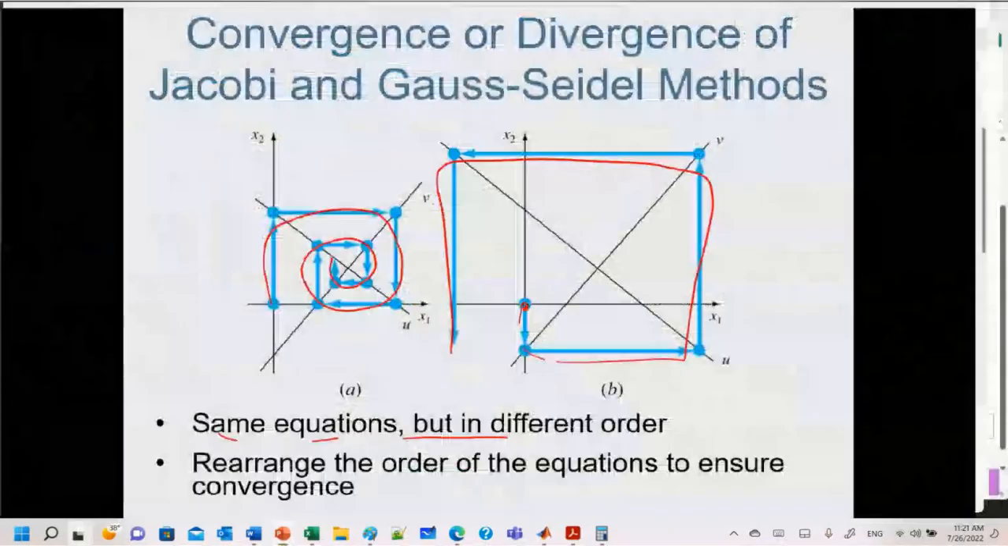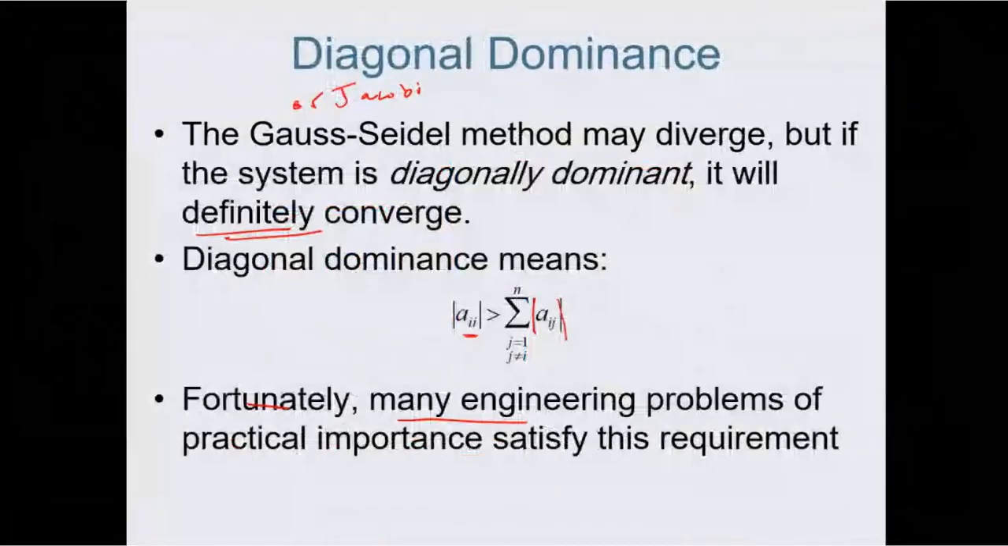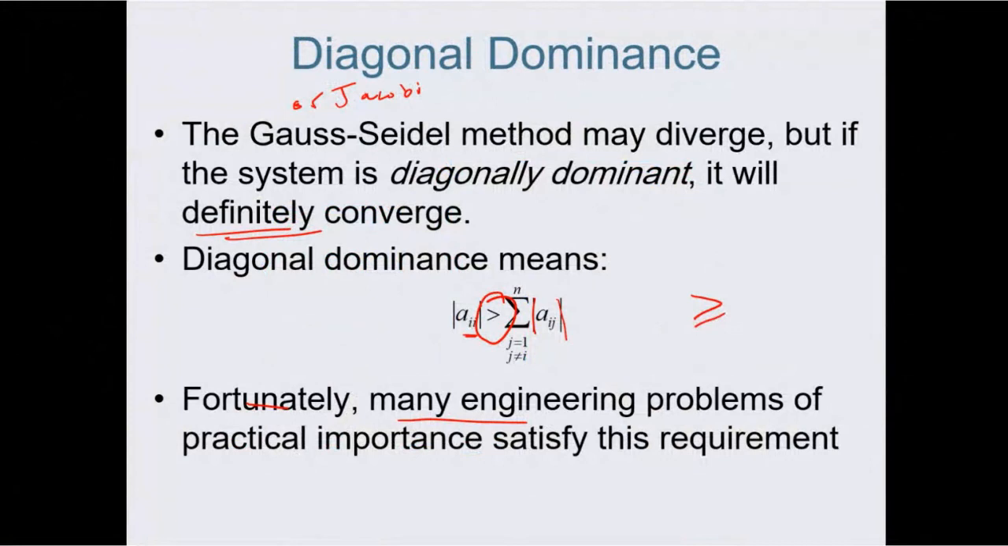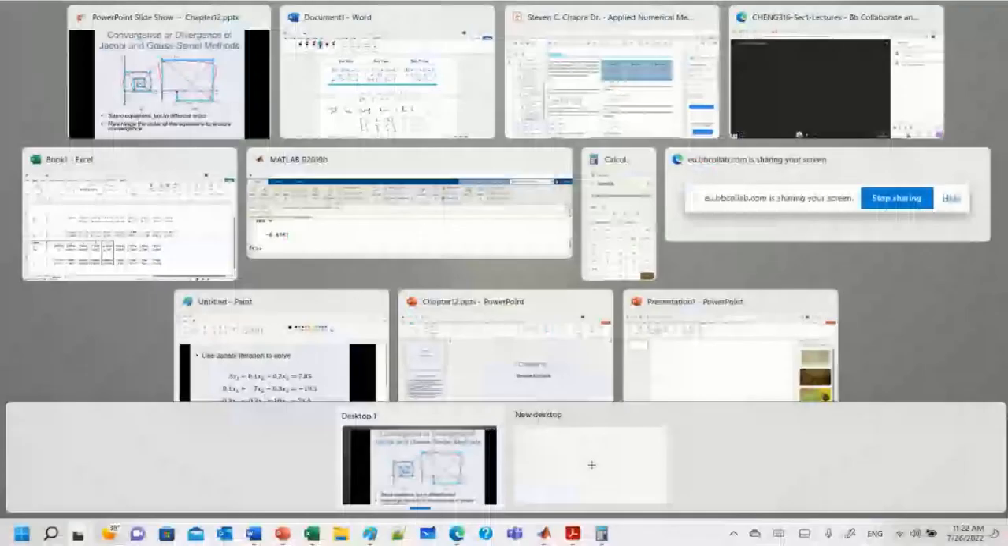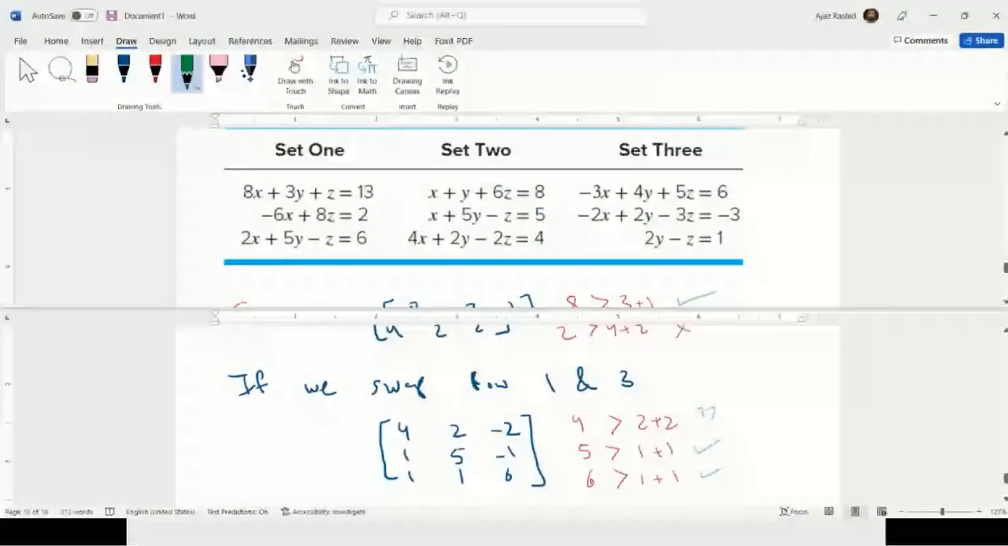Please keep in mind that the diagonal dominance criterion is greater. It's not greater than or equal to. Equal to doesn't mean diagonal dominance. It must be greater. But here we have it just equal. So it's not really diagonally dominant.